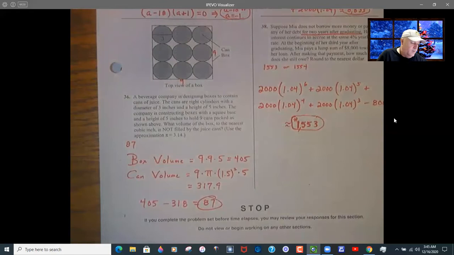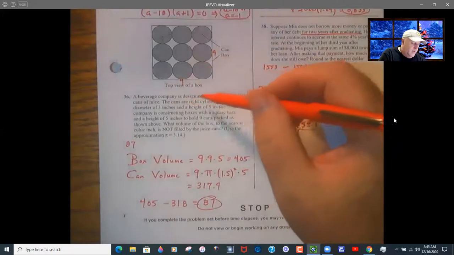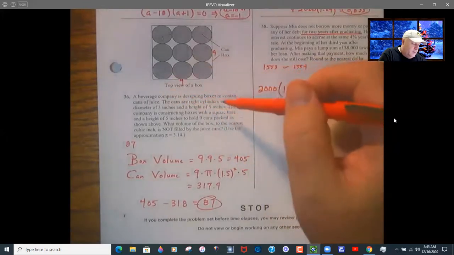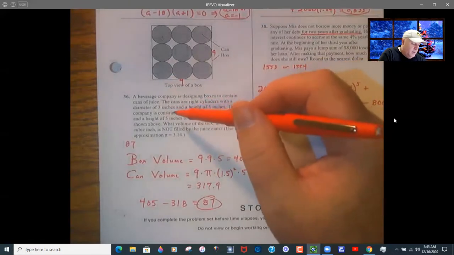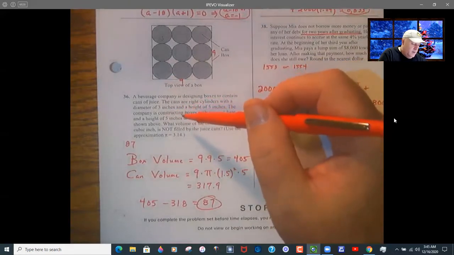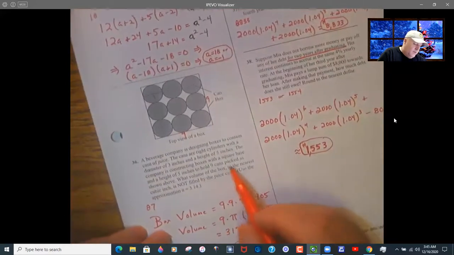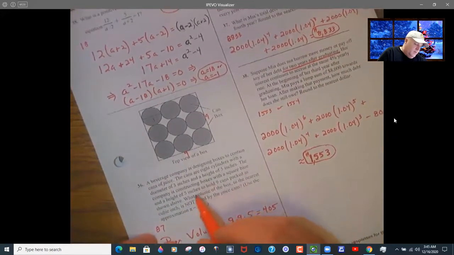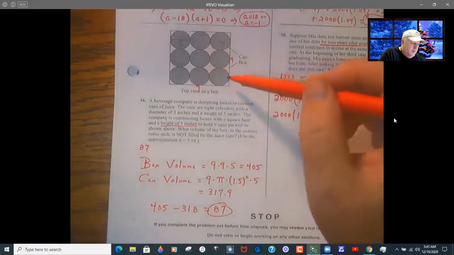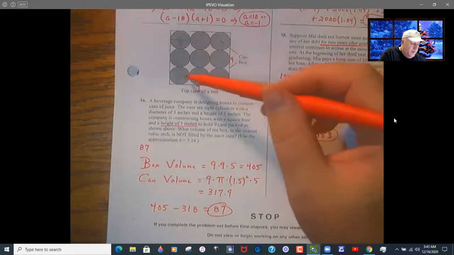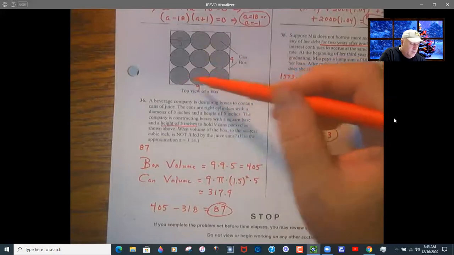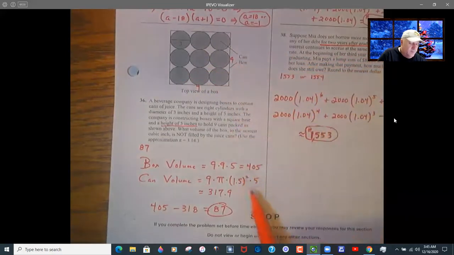Okay, so the cans have a diameter and a height. The company is constructing a box with a square base and a height of 5 inches to hold 9 cans. So the height is 5, and I'm focusing on the box. To hold 9 cans packed in, each can has a diameter of 3, so this makes it a 9 by 9 by 5 box.